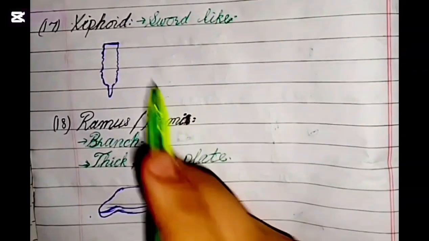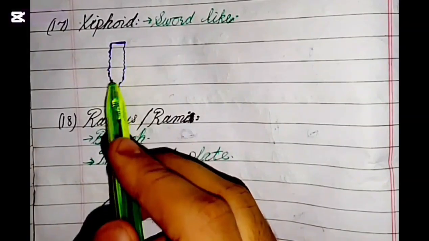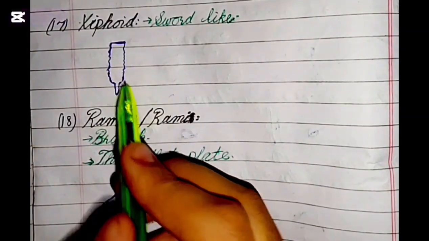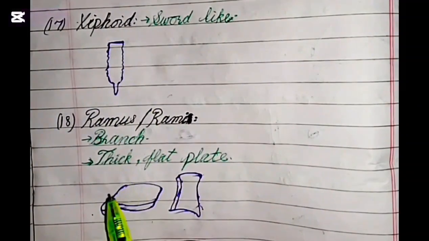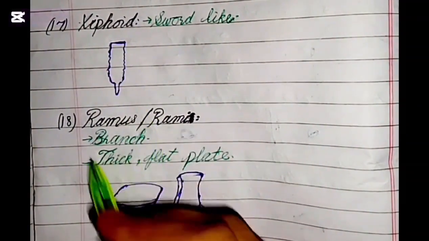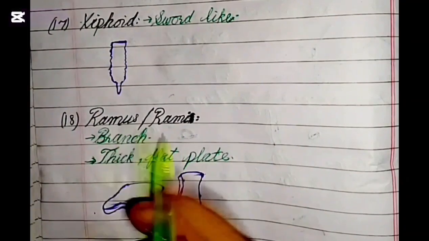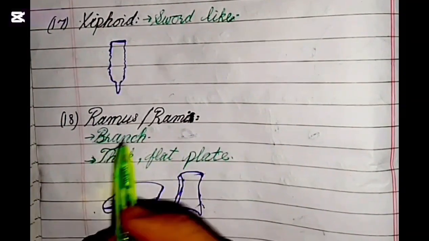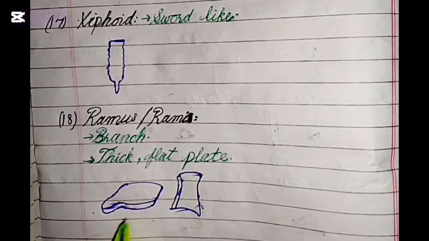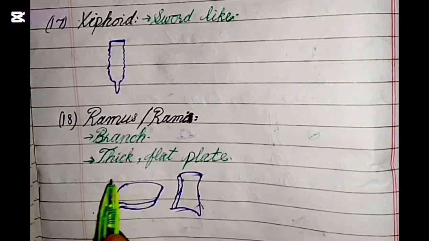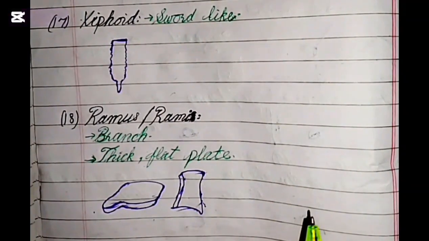And now xiphoid is the Latin word that means sword-like. It is at the lower part of the sternum, which is made up of cartilage, and as we look at this, it is sword-like. And after that, ramus, whose plural is rami. The word ramus actually means branch, but as you look at its shape, it is a big flat plate. It has no specific shape, but it is like a thick flat plate. It may be like that, or other shapes are also present.